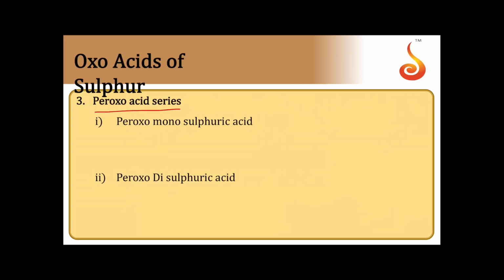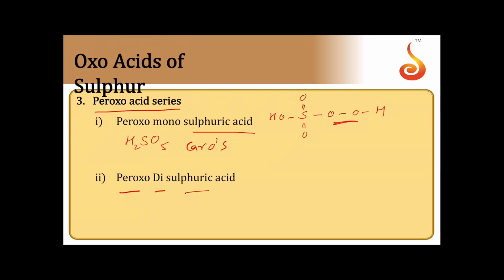Then comes finally the peroxo acid series. The peroxo series will have peroxy bonds present in them. Peroxy monosulfuric acid means it has only one sulfonic group, and then we have one peroxy bond. So one sulfonic group, SO3H. It must have one peroxy bond also, so OH now. It is called peroxo monosulfuric acid. It is H2SO5. One more name is Caro's acid. This is the peroxy bond present in that.